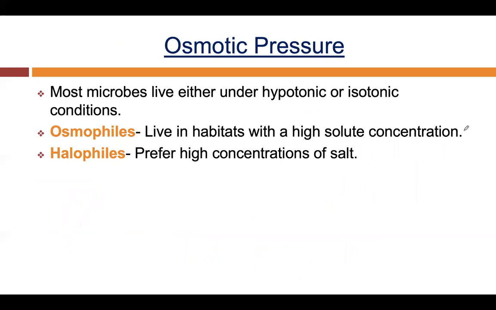Osmotic pressure is based on solute concentration, like whether the situation is hypotonic or hypertonic. We have two different types. Osmophiles live in habitats with high solute concentration. Any high solute concentration, high sugar, high salt, they are called osmophiles. If it is high salt concentration, then they are called halophiles. Like Staphylococcus epidermidis, they are halophile bacteria, because they can tolerate high salt concentration, and that's why they live on your skin.